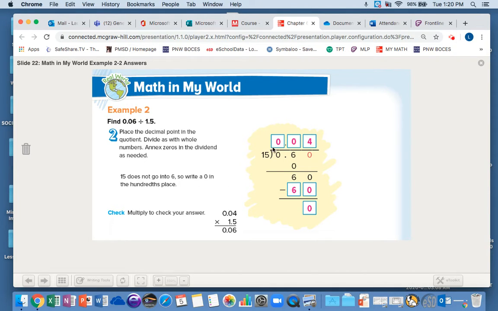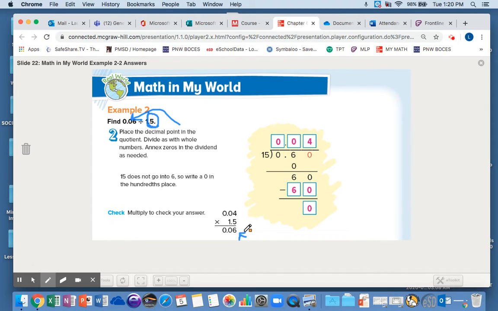15 does not go into 6. So write a 0 in the hundreds place. So that way we could see how many times 15 went into 60. And it went 4 times evenly. Okay. They took the answer and they multiplied by the original. Let me show you that. They multiplied by the original, okay, to get back to 6/100.